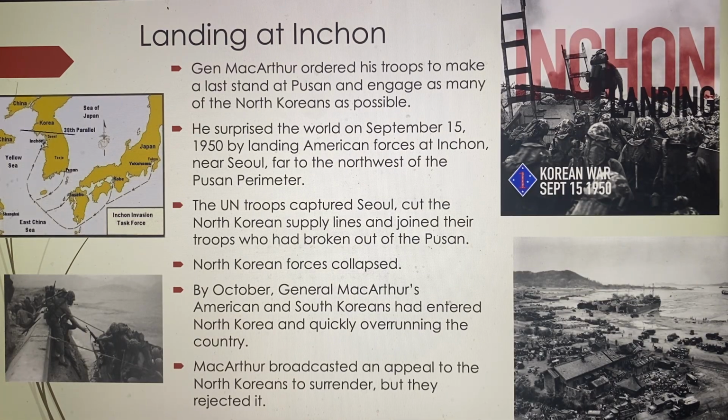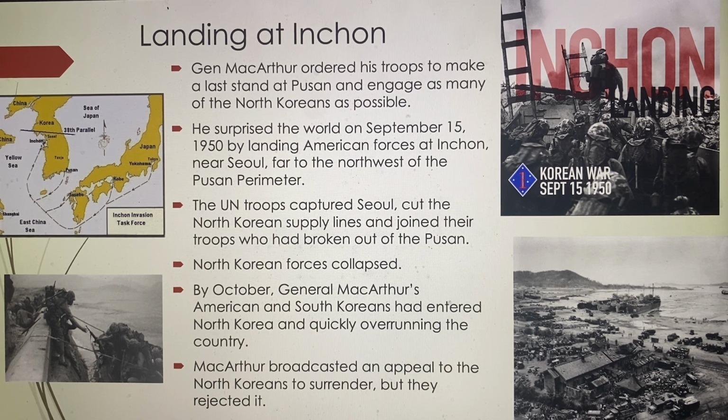Landing at Incheon. Okay, General MacArthur ordered his troops to make a last stand at Pusan and engage as many of the North Koreans as possible. He surprised the world, though, on September 15th, 1950, by landing American forces at Incheon near Seoul, far to the northwest of the Pusan Perimeter. So the UN troops captured the capital of Seoul and cut North Korea's supply lines and joined their troops who had broken out of the Pusan. So North Korean forces then collapsed.